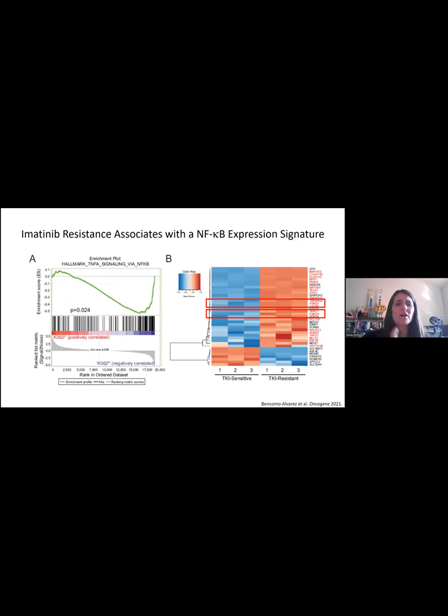We performed RNA sequencing on TKI resistant versus TKI sensitive CML cell lines. These cells were found to be enriched for TNF alpha signaling via NF-kappa B. If you look on the right, many of the genes indicated in red are putative targets of the NF-kappa B signaling pathway. When we looked at data in our RNA sequencing study versus published data in CML patient samples, we see that both PSMD1 and PSMD3 are upregulated in scenarios of TKI resistance.